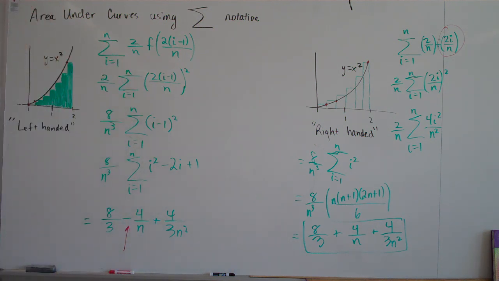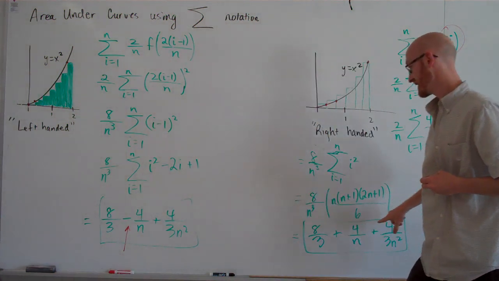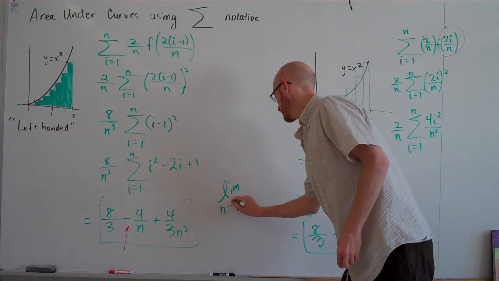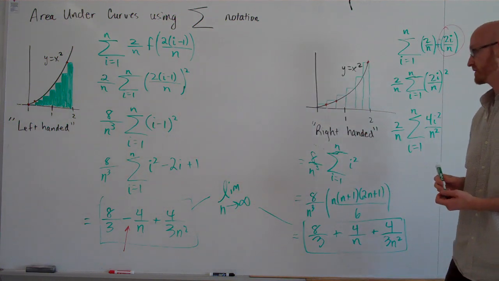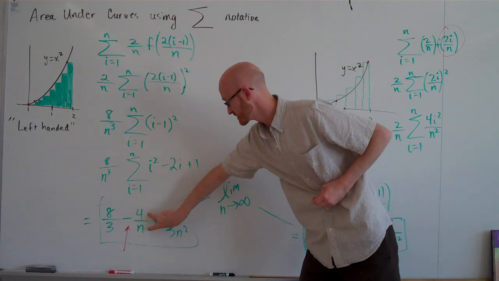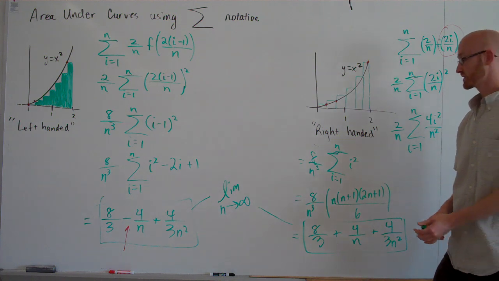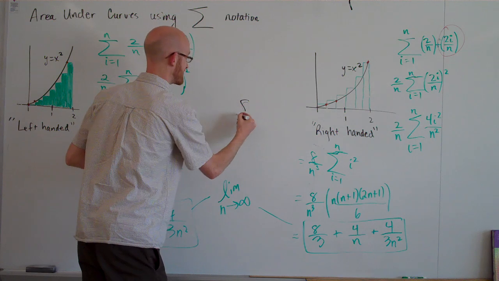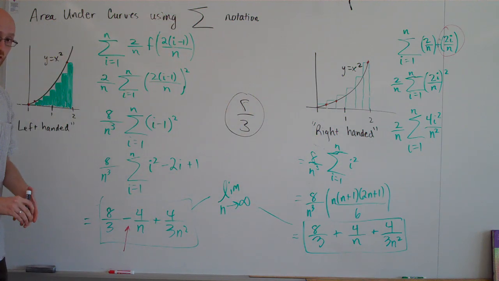I'm just going to do a time check. Okay. Now, if you look at the two of these things, the interesting thing about them is they're the same thing, but now let's take the limit as n approaches infinity of both of these things. And what do you get? Well, 8/3 minus 0 or plus 0, 8/3 plus 0 plus 0, which tells me that the area under this curve must be exactly 8/3, because this one's larger and this one's smaller.